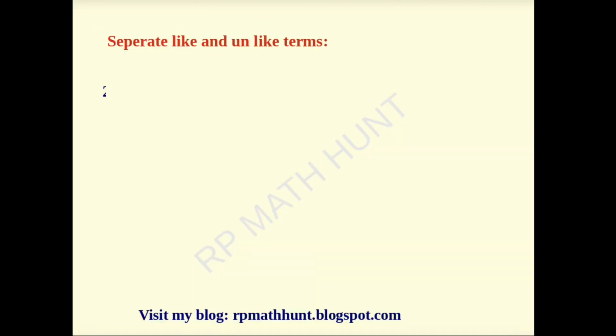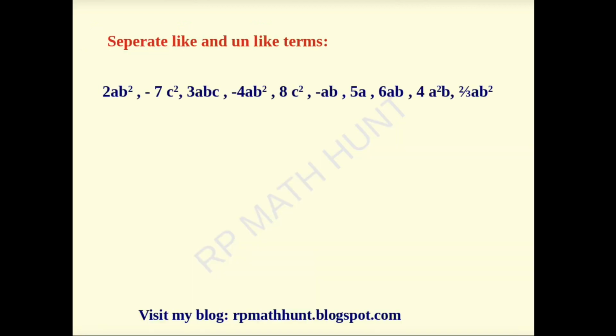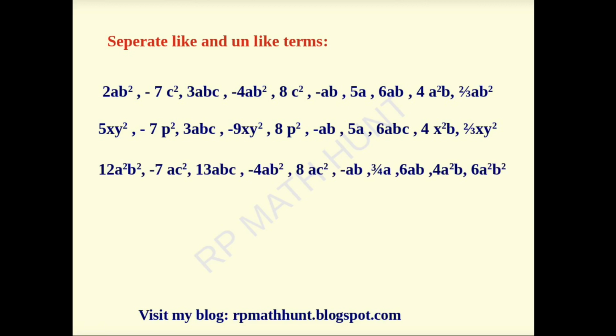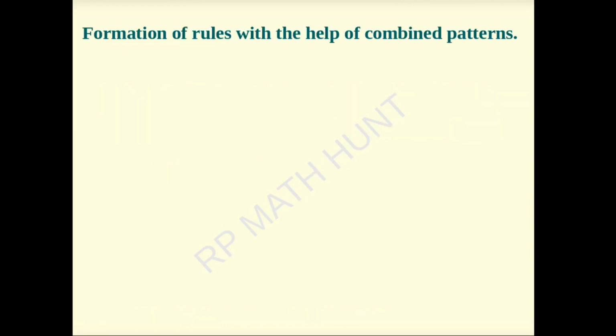Now, observe some variables were also given on the screen. Previously, it was in the picture form, but in the verbal form I am providing you. You have to separate like and unlike terms from these 3 problems. Now, formation of rules with the help of combined patterns, triangle paths.